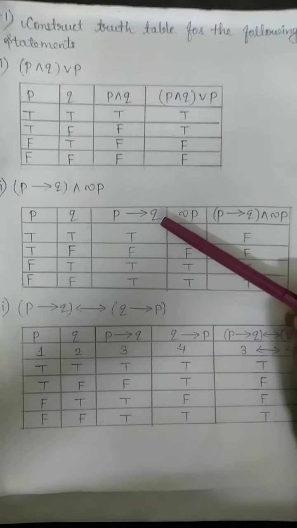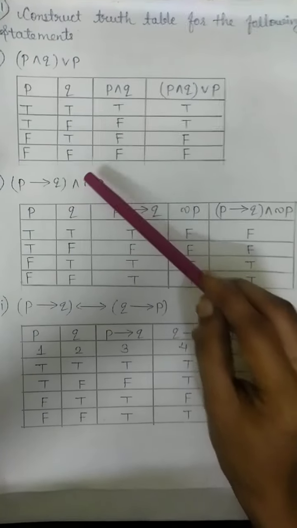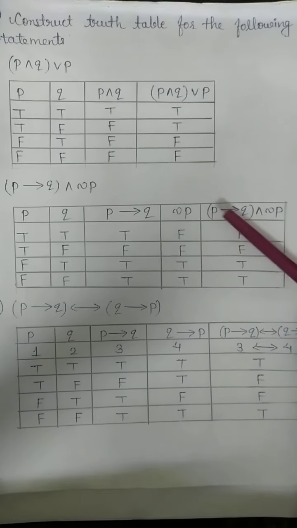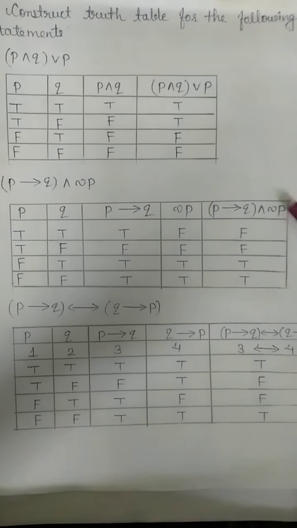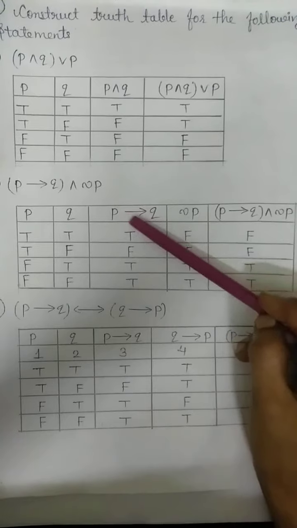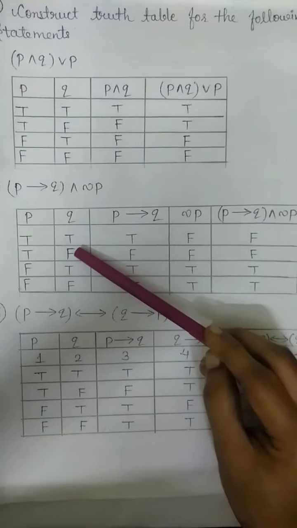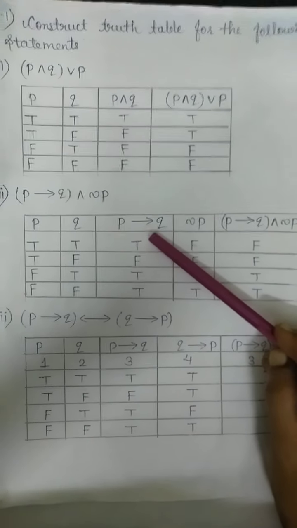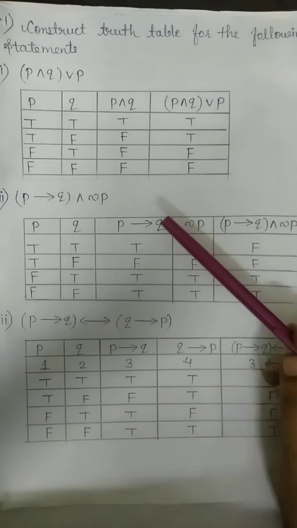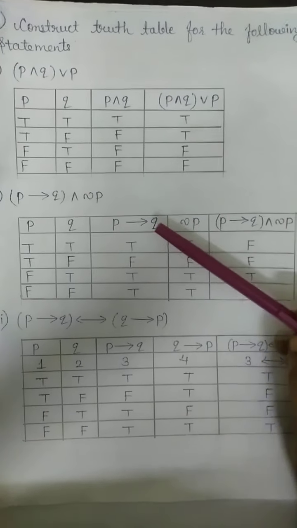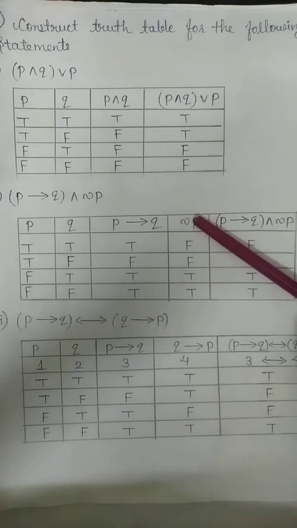Then we will find out how many columns we require. So P implies Q will be the next column. Then we require negation of P and last entire statement, that is P implies Q and negation of P. So here we remember the table for implies, if then. If first statement is true and second statement is false, then only answer is false, otherwise answer is true. Now here for implication we know that P is the hypothesis and Q is the conclusion, or we can say consequence.